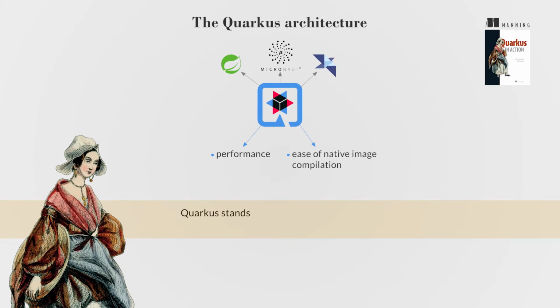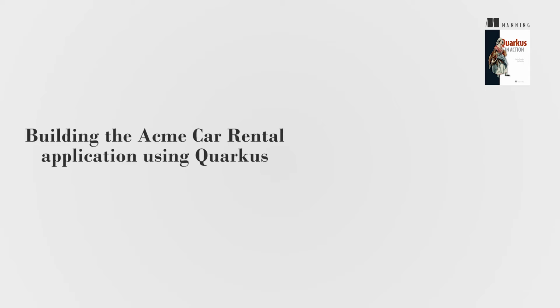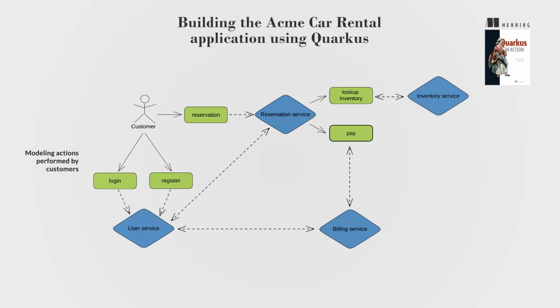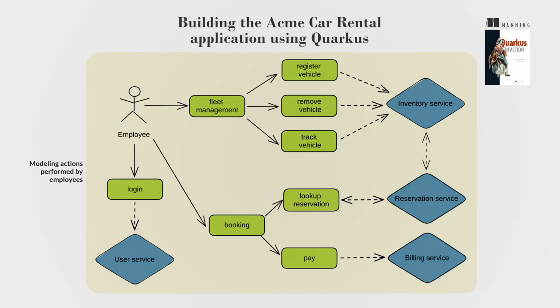Quarkus is compared to other Java frameworks like Spring Boot, Micronaut, and Helidon, highlighting its performance and ease of native image compilation. Quarkus stands out for its rapid development mode and build time initialization. The Acme car rental application, a modular microservices example, demonstrates Quarkus's capabilities. It covers key operations like user management and fleet management, using a mix of protocols and database technologies.